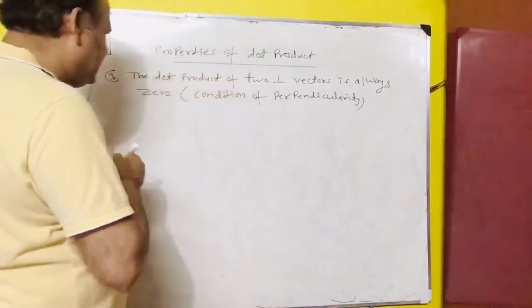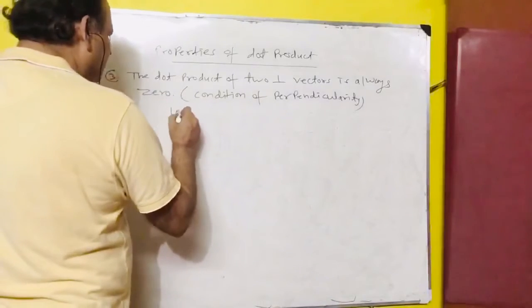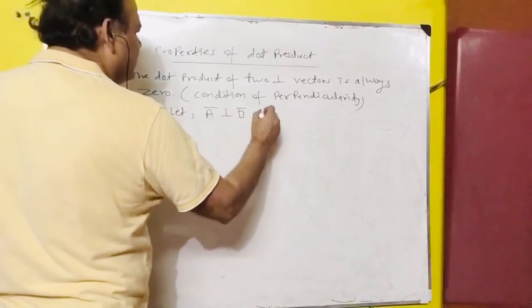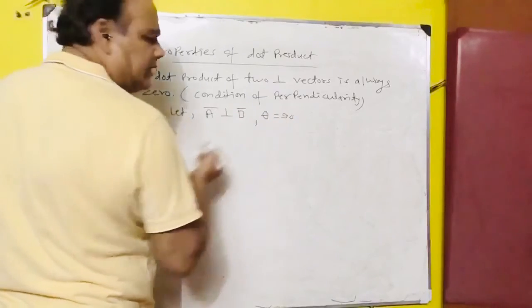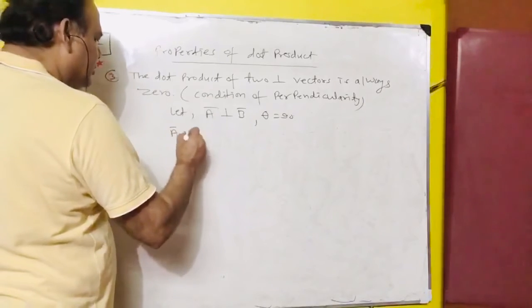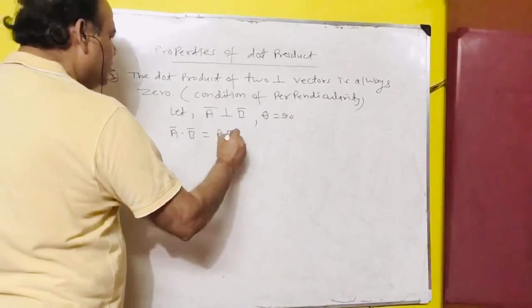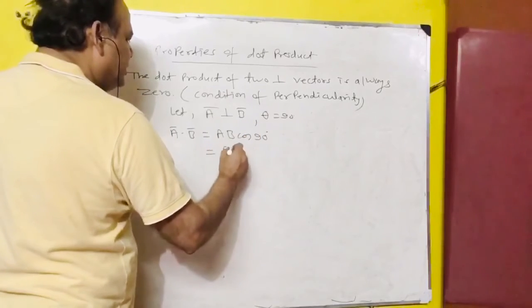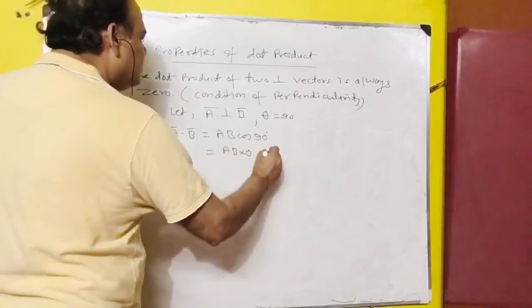तो कैसे देखें कि let A vector perpendicular B vector, it means theta is 90, correct? So A vector dot B vector is equal to AB cos theta यानी 90, and what is cos 90? अरे 0.